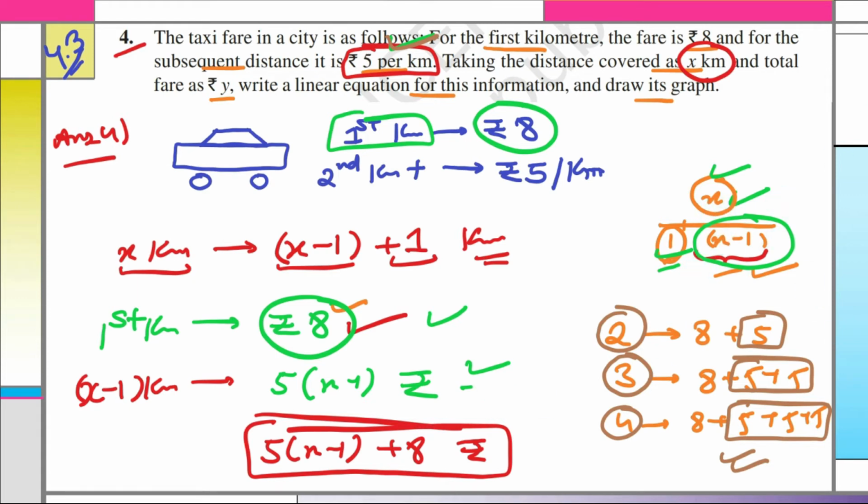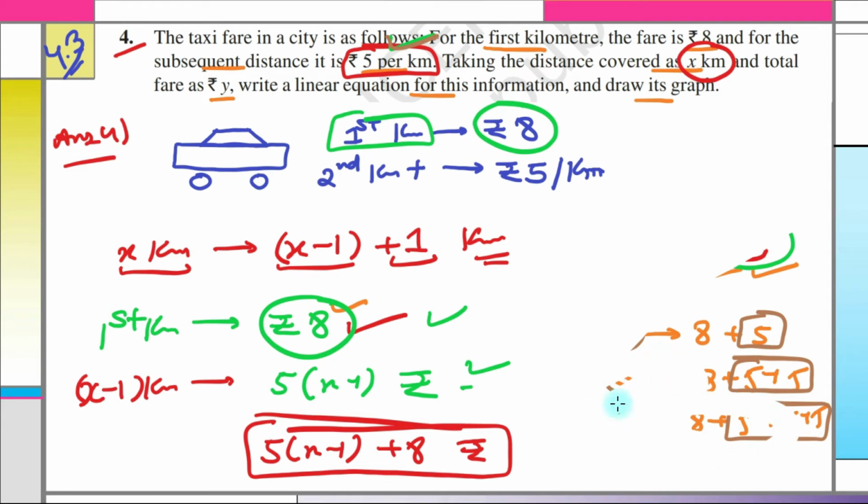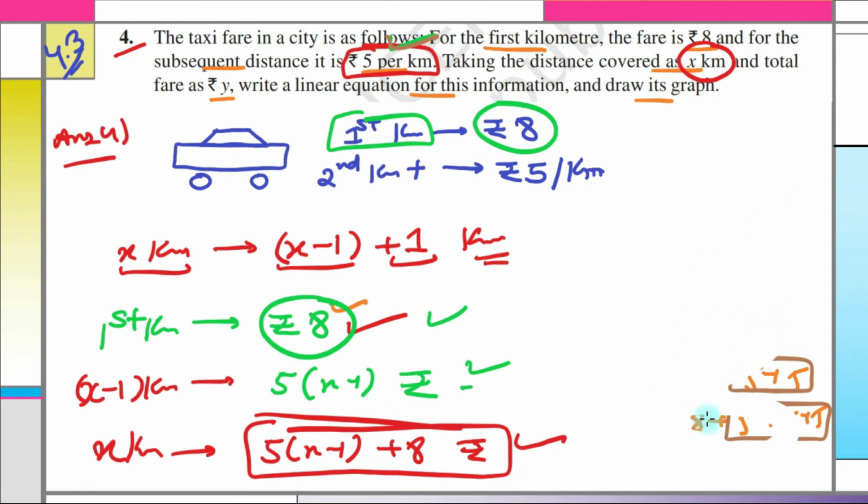Basically we have broken x into 1 plus x minus 1, and then simply applied the unitary method. If you're not able to understand this, please see the replay. I am pretty sure you will be able to understand. So this will be the total fare. What we have calculated is that if I travel x kilometers in total, this would be my total fare.